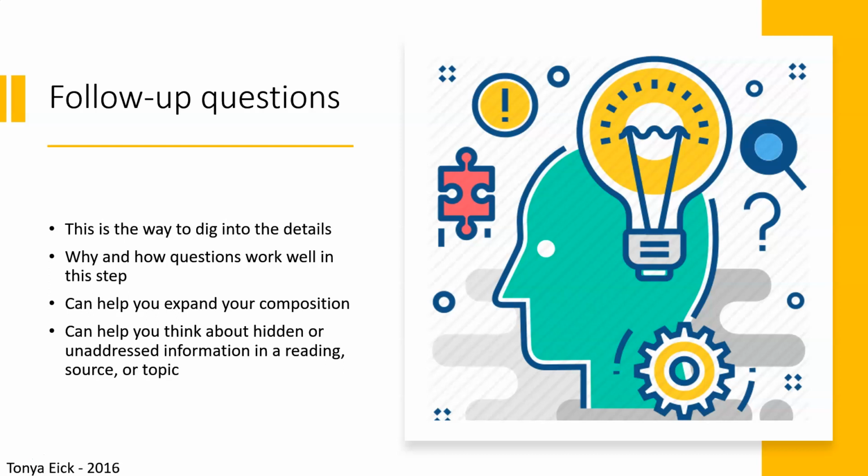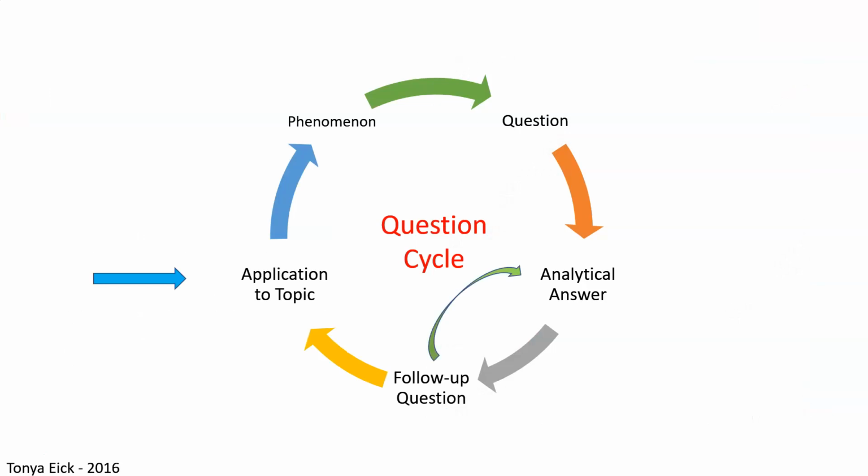The why and how questions work really well in this step because those are the ones that help us look at deeper motivations, purpose, and why a writer might be trying to express something the way that they are. It also helps you think about hidden or unaddressed information in a reading, a source, or a given topic. So what are the things that aren't being presented could also be a good way to ask a follow-up question. And then that follow-up question becomes, okay, so why don't they talk about it?